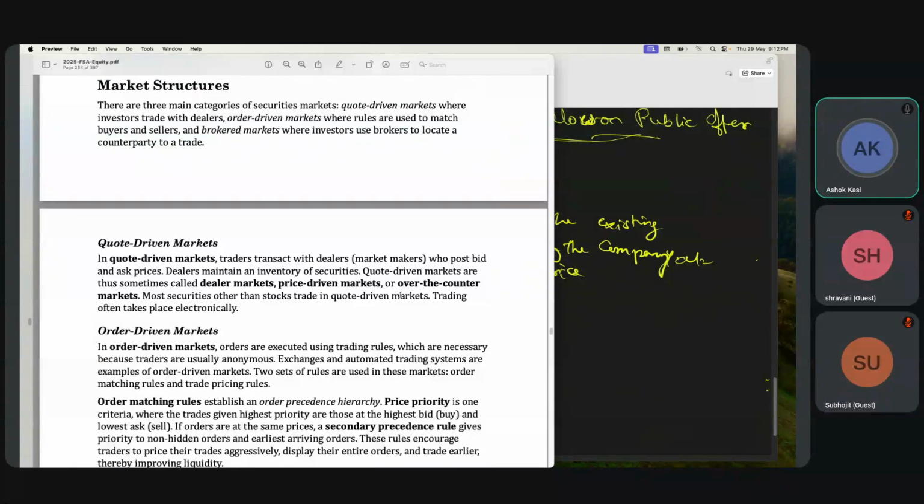Then there are three main categories of securities market. Quote driven market, where investors trade with dealers; order driven market, where rules are used to match buyer and seller; and brokered market, where investors use brokers to locate a counterparty.